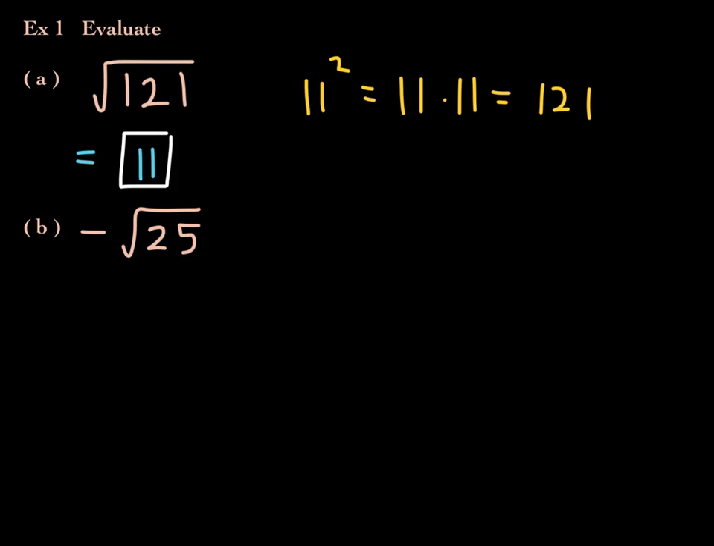The next one here is negative square root of 25. I would like to invite you to read this as the opposite of the principal square root of 25. The opposite of the positive square root of 25. Now, we just mentioned a little while ago that the positive square root of 25 is 5. However, this problem is asking for the opposite of 5. The opposite of 5 is negative 5. So this is our answer here.